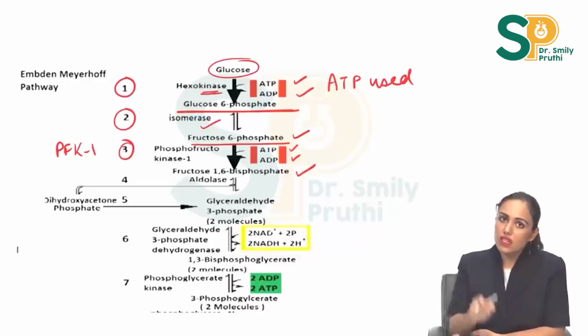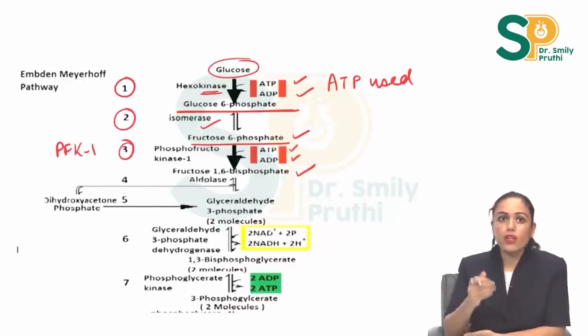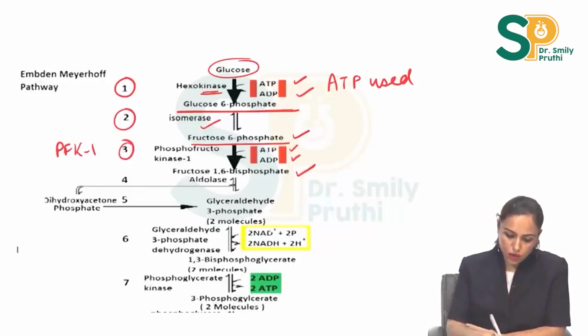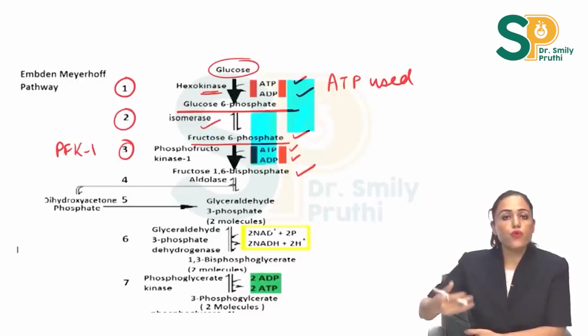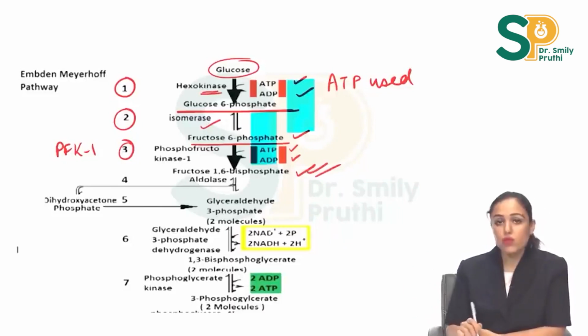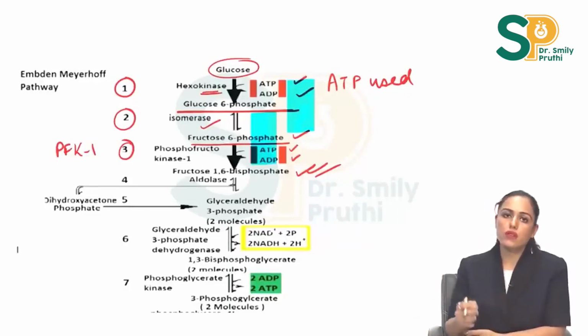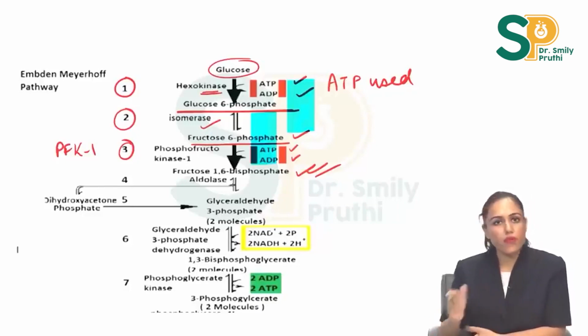Committed means when this step will occur, then it is very sure that glycolysis will occur. That means the first and second steps of this pathway were not committed for glycolysis, because glucose 6-phosphate and fructose 6-phosphate can be used for other pathways also. But when fructose 1,6-bisphosphate is formed, then we are very sure that now glycolysis will occur, pyruvate will be formed, right? So therefore I say PFK1 is the first committed step of glycolysis, right?